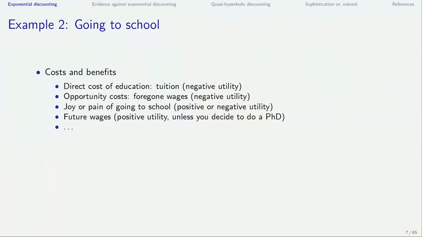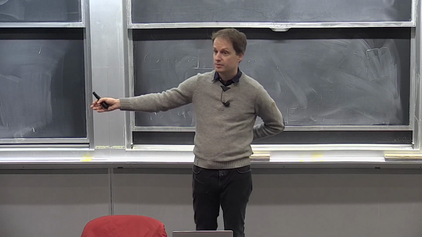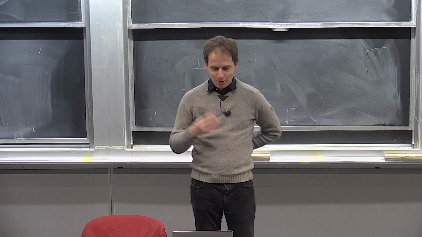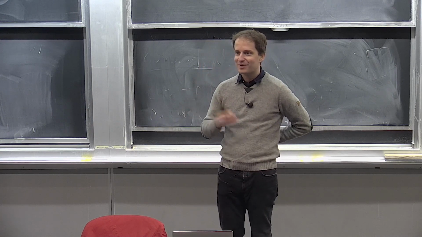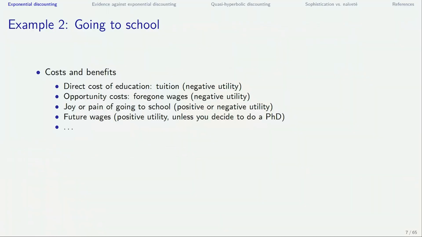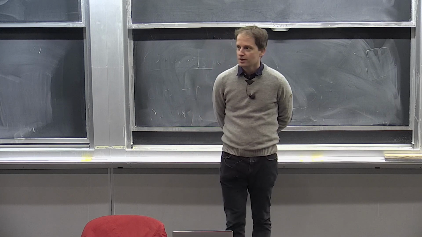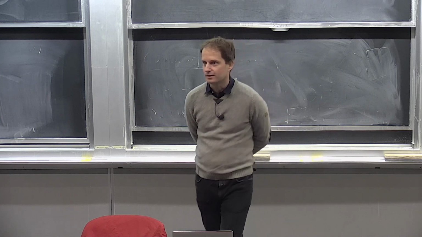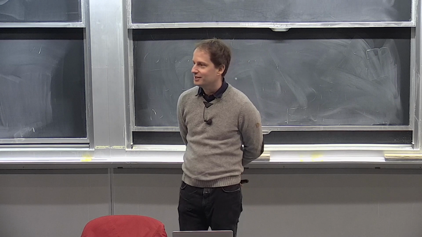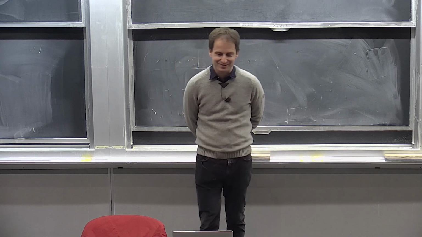Exactly. So you have direct costs of education, which is tuition. In many cases, sometimes that's sponsored, but often there's tuition. It's quite a bit of money. It's also the opportunity cost, which is often foregone wages. You could be working otherwise and make more money. There's the joy or pain of going to school. Some might think it's positive. Some might think it's negative. And then there's future wages, which in many cases, at least for you guys, tend to be higher from going to college. If you do a PhD, that might not be the case. I'm not sure the TAs are here, but yes, sorry for that.